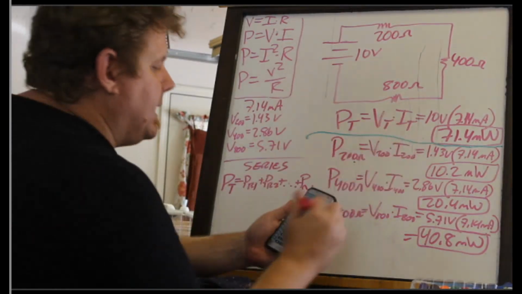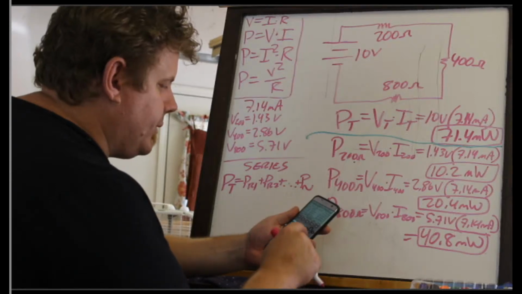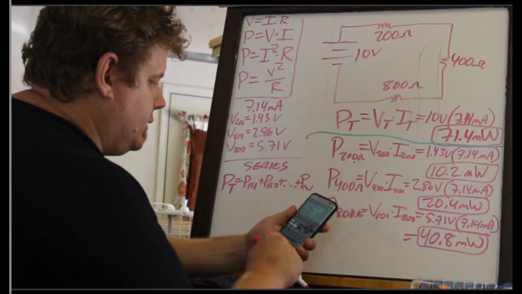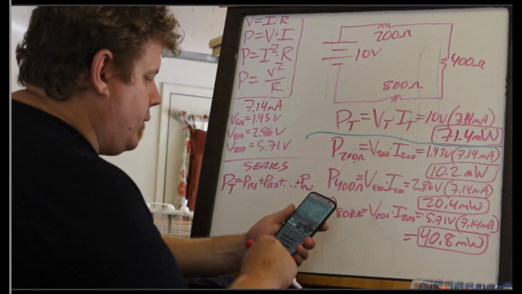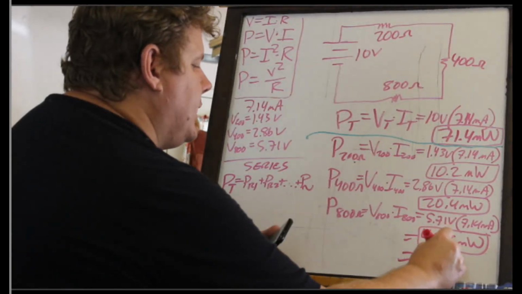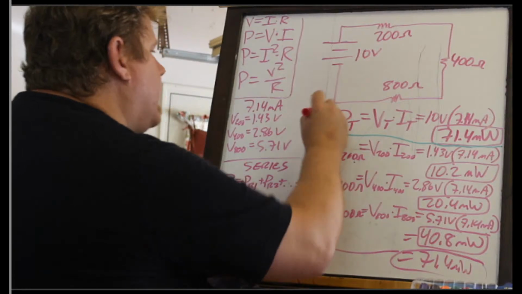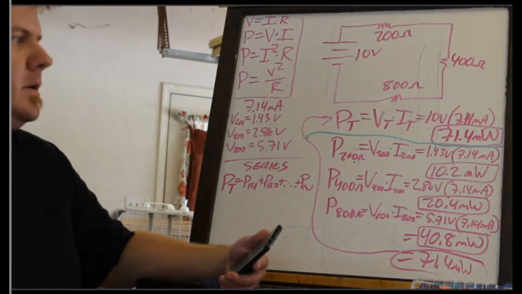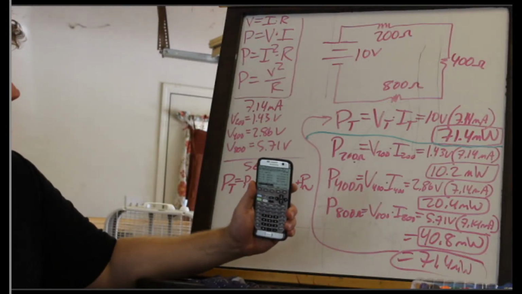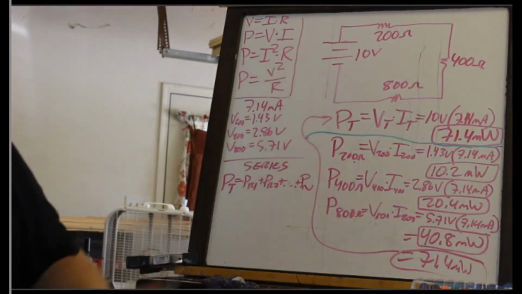Okay? So I'm going to take 10.2, whoops, clear this out, 10.2 plus 20.4 plus 40.8. 71.4, which is good because that's what we found up here. Okay? So it's always going to be the individual powers add up to the total power. Okay? Any questions?